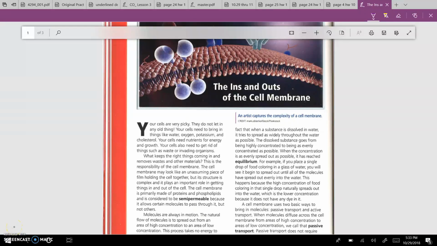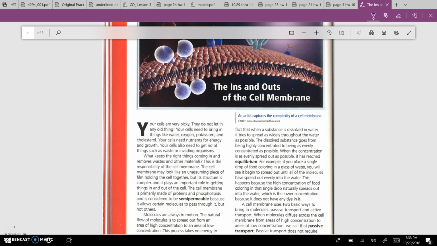The ins and outs of the cell membrane. Your cells are very picky. They do not let in any old thing. Your cells need to bring in things like water, oxygen, potassium, and cholesterol. Your cells need nutrients for energy and growth. Your cells also need to get rid of things such as waste or invading organisms.